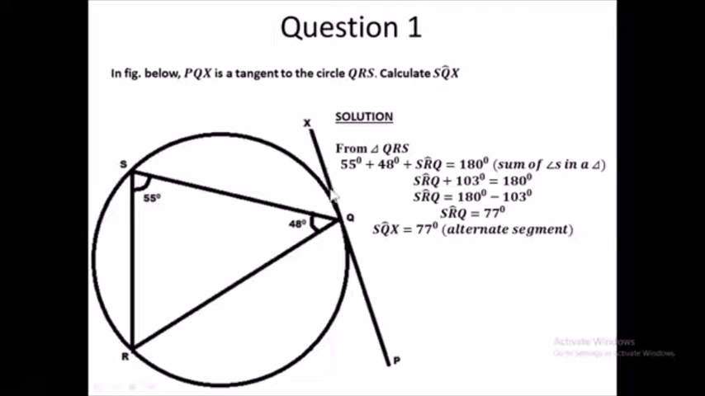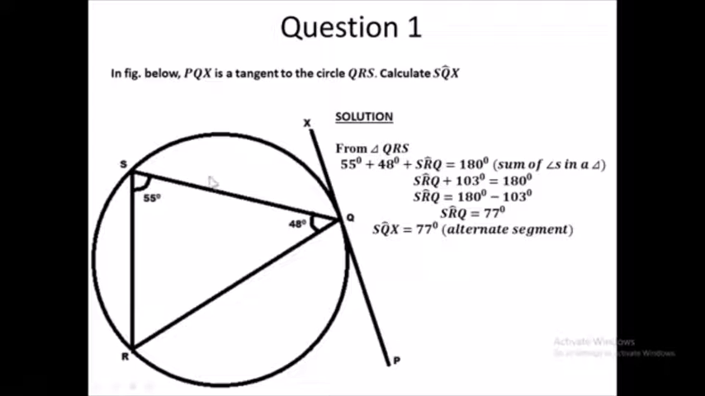SQX. That means this angle that is here, you have to calculate. You can see that SD is a chord, and it's touching this tangent. That means an angle is formed here, and that angle will have a relationship with this angle here, because of this chord. So there's a relationship between this angle SQX that we have to find and this angle SRQ.